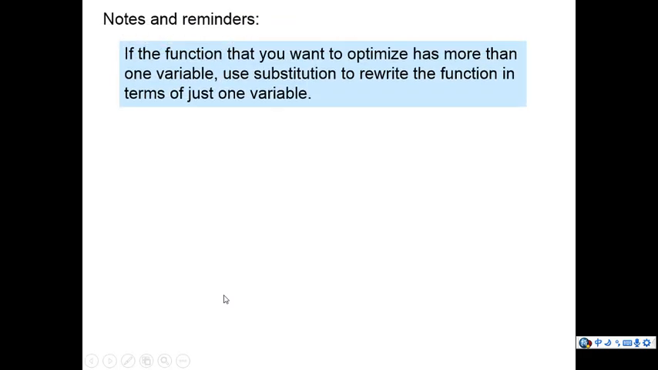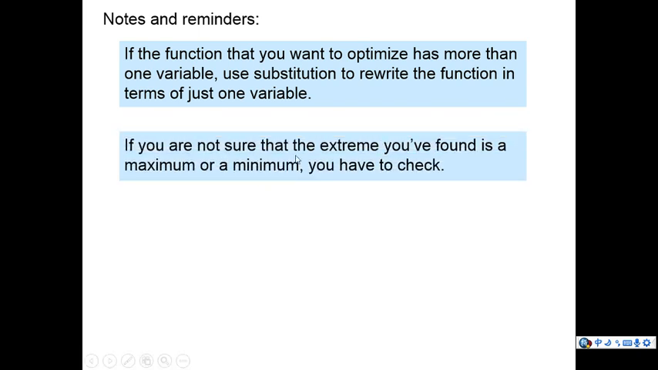And notice, as a reminder, if the function that you want to optimize has more than one variable, make sure you use substitution to rewrite the function in terms of just one variable, because you're not allowed to have more than one variable to differentiate the equation. This is single variable calculus, so we try to limit it to one variable. Once you get into Calculus 2 or multivariable calculus, you'll deal with more than one variable in the equation.